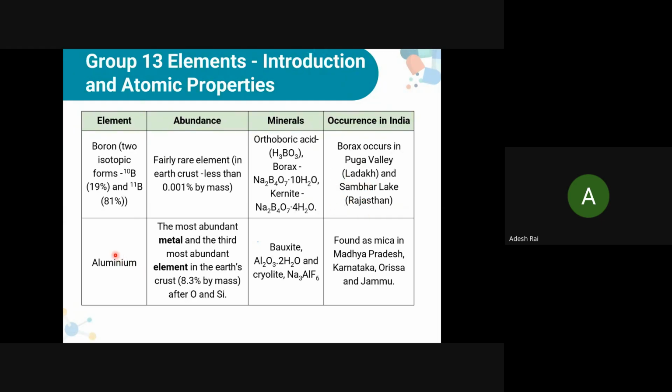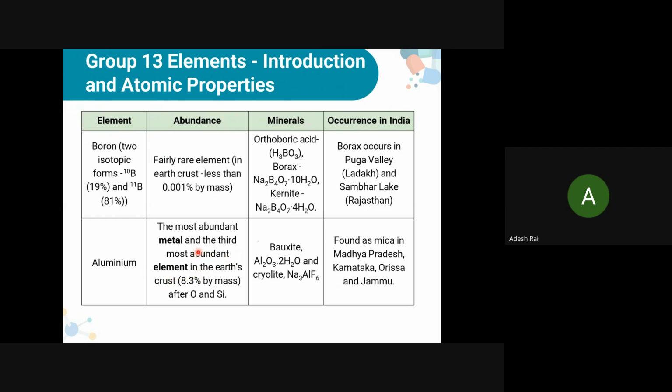Now what about aluminum? Aluminum is the most abundant metal. There is no metal which is as abundant as aluminum, and hence aluminum is very cheap in the market compared to other metals. Is that clear? And not just the most abundant metal, it is also the third most abundant element in the Earth's crust.